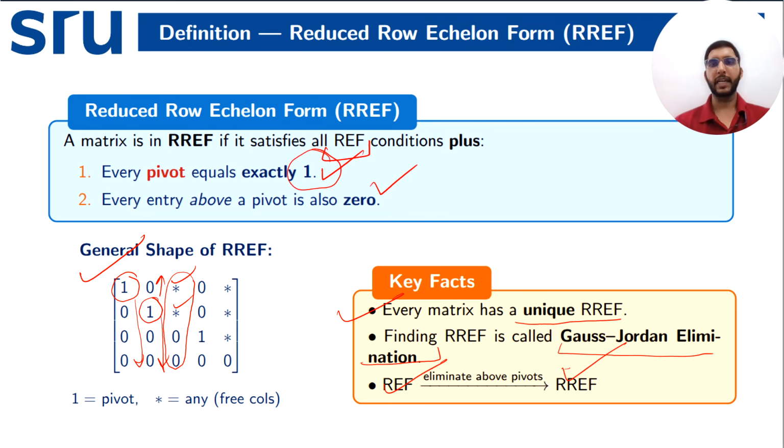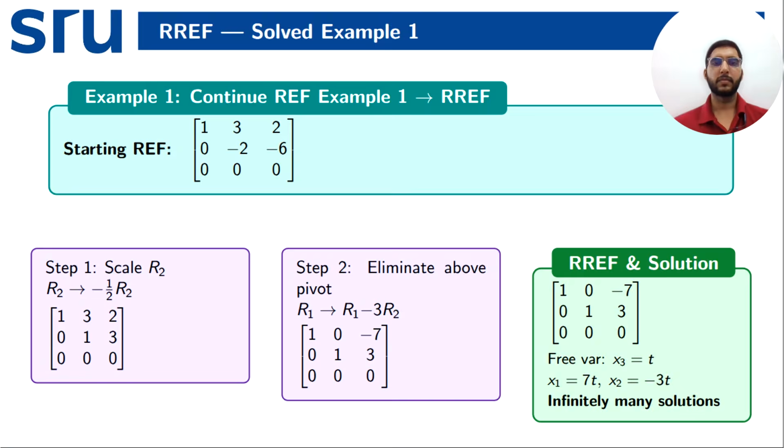I hope you're getting it well, so try to focus and work on it. Now here we start with a matrix already in row echelon form, that is example 1 of row echelon form, which we saw in the examples of row echelon form. Now we continue the process to reach reduced row echelon form from here. First we scale the rows so that pivots become 1.